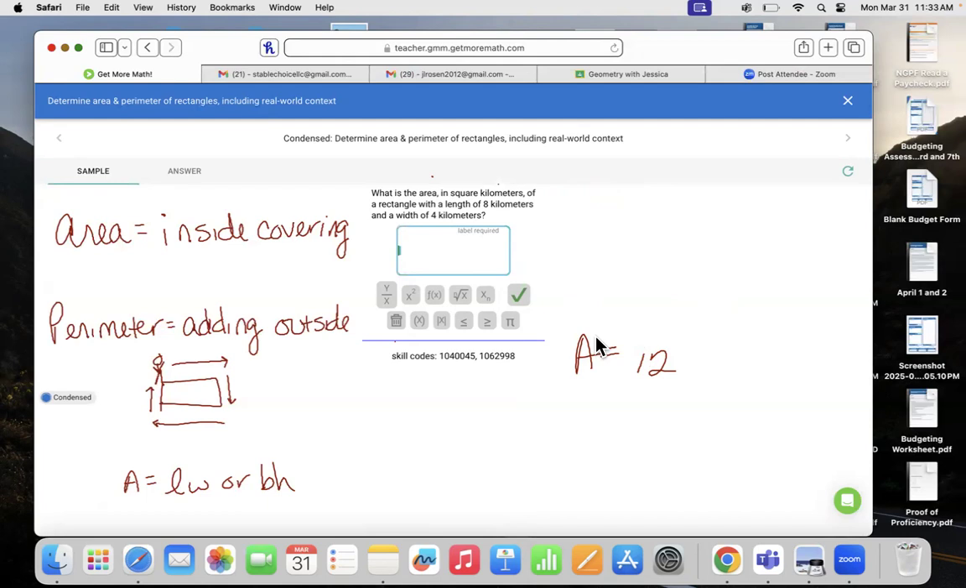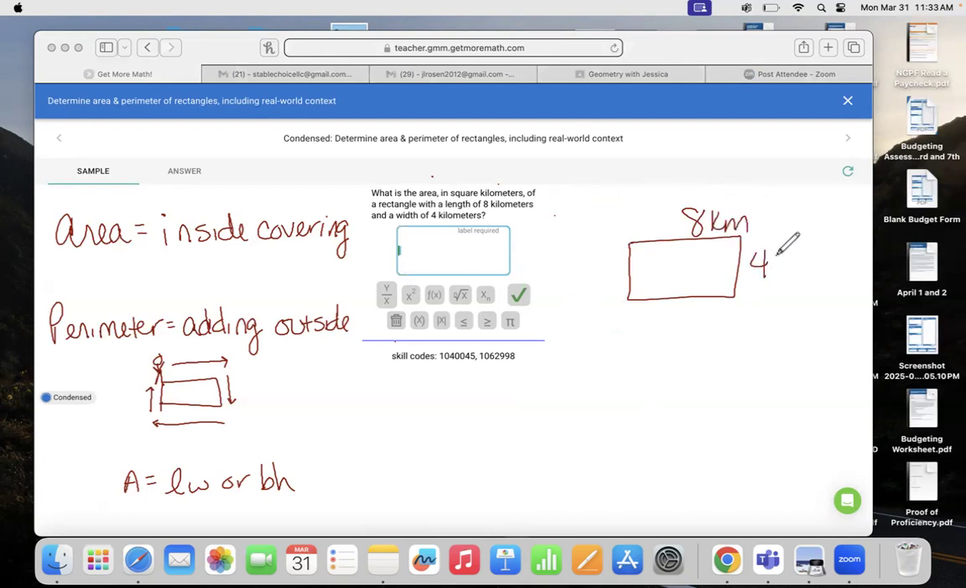Okay, let's look at another one. This one says, what is the area in square kilometers, however you want to say it, of a rectangle? So I'm going to draw it. 8 kilometers and 4 kilometers. Well, if I know area, I'm just going to multiply the two together. And that gets me 32 kilometers squared, right?